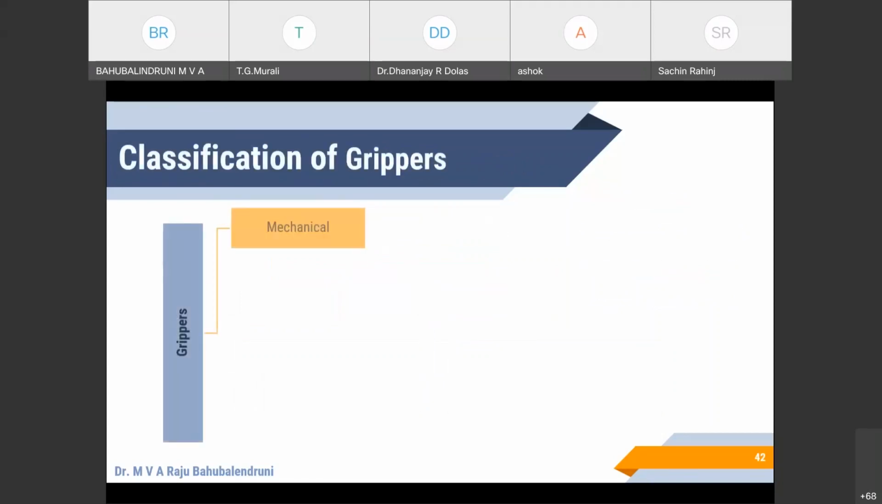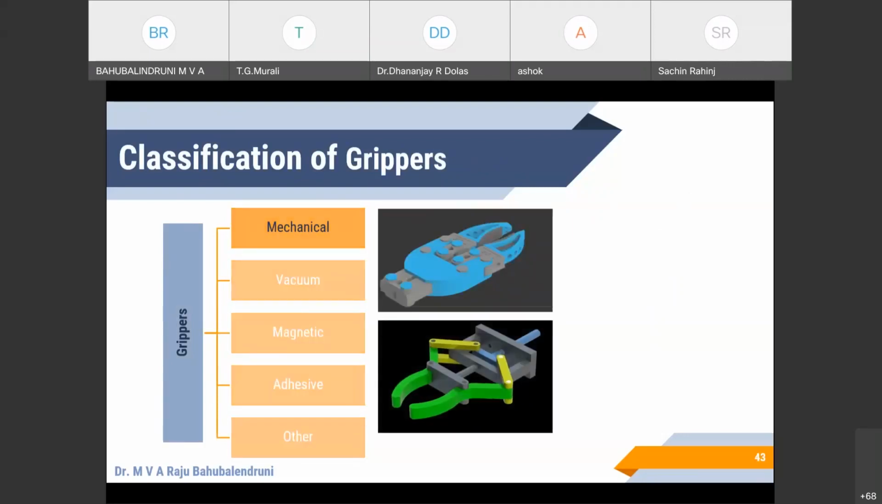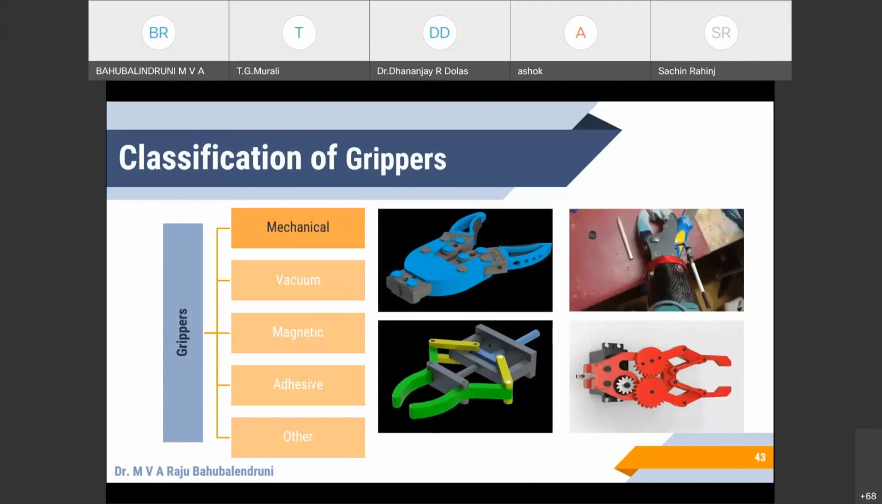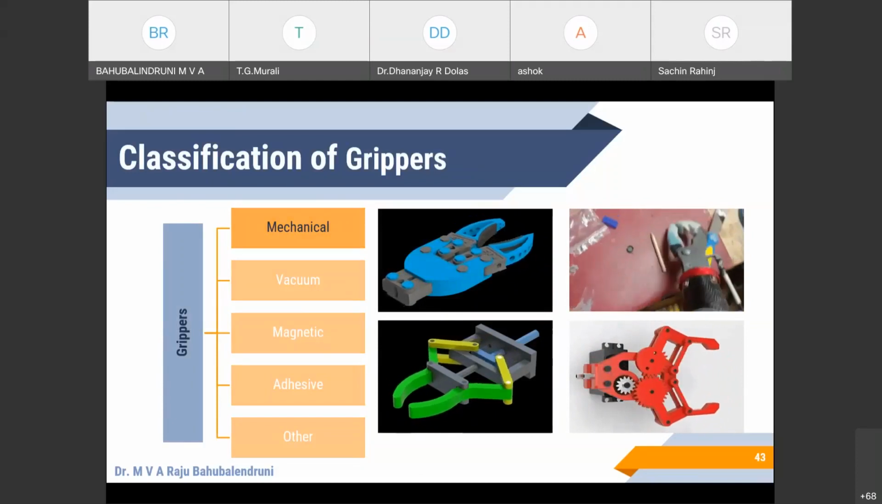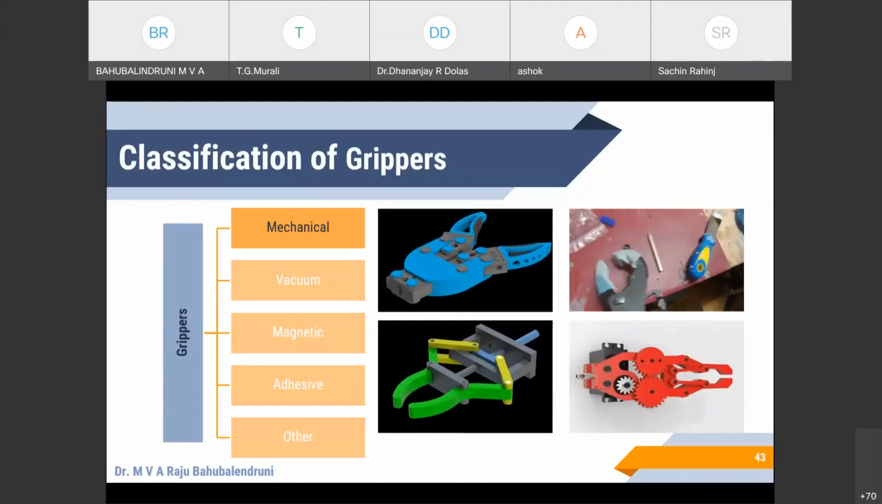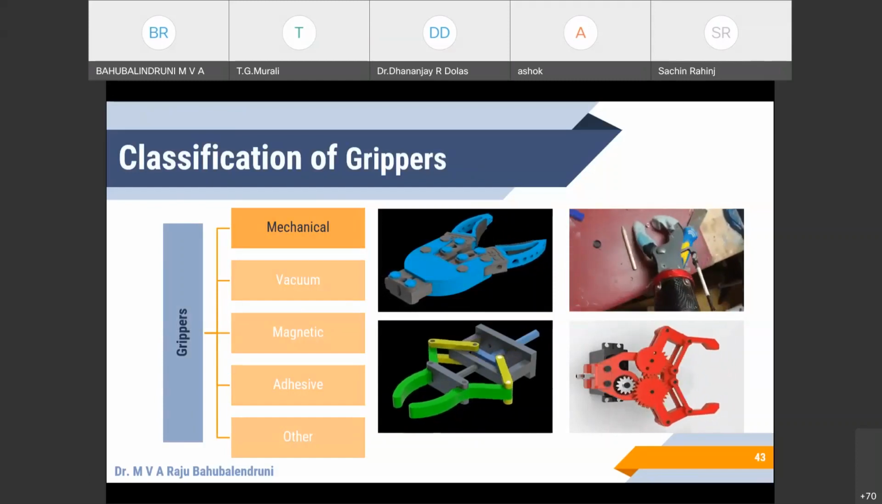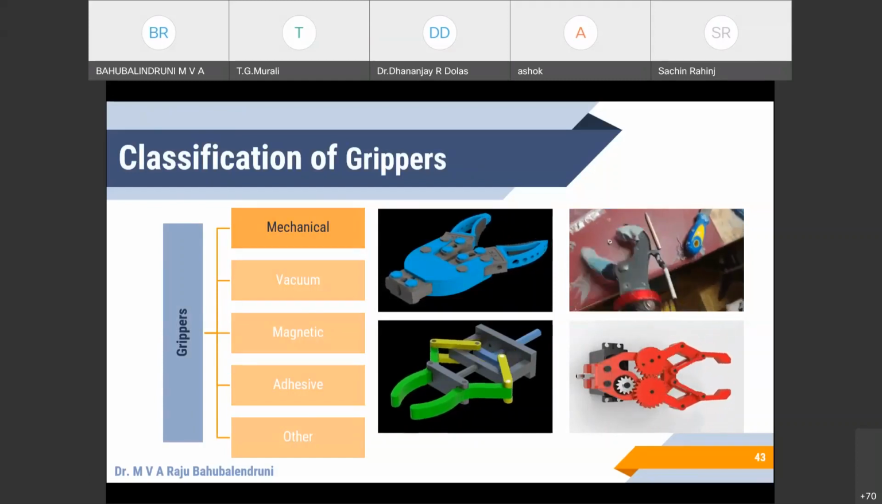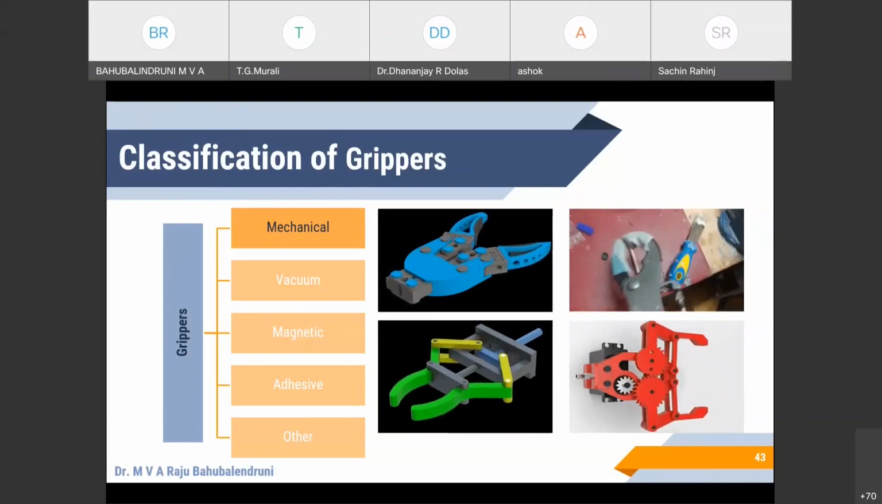If you look at the grippers, there are multiple types based on the mechanism, the power source, and the technology that we use. The mechanical grippers work on pivot-based actuation, linkage-based actuation, gear-based actuation, or cam-based actuation. So we can give actuation to the gripper in many ways based on mechanical energy. You can see all four categories.